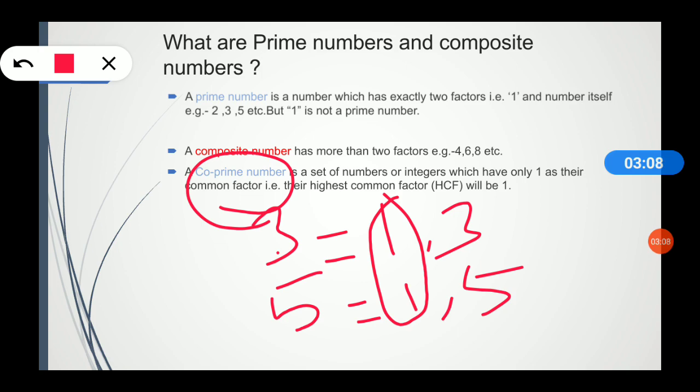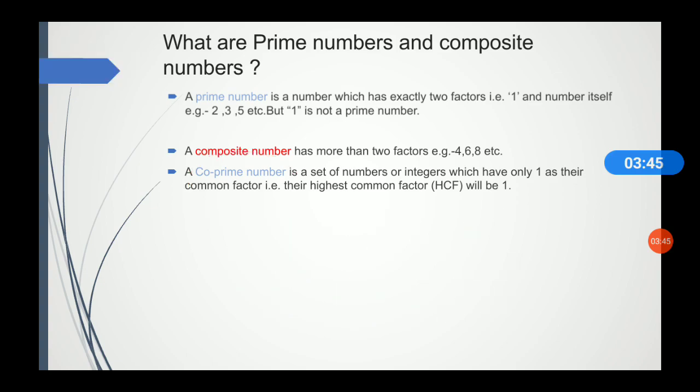So what is the highest common factor? What is the highest factor in both numbers? If you find the common factor, it is only one common factor, and the highest one is 1 only. So for co-prime numbers you need to find at least two numbers or more, not for one number. That's why they have mentioned a set of numbers.